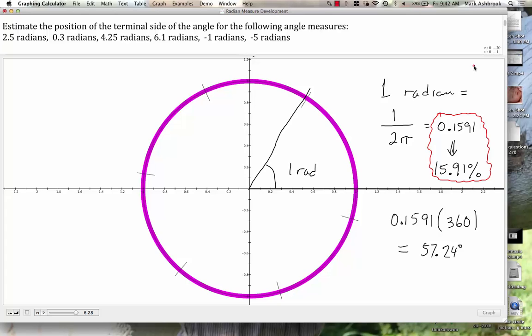Some of you have had formulas you memorized in the past that will get you from radians to degrees or degrees to radians. Those days are over. We're going to focus on fraction of a circle, and then there's nothing to memorize except for what a full rotation is in whatever unit you're using. Okay, so let's do some examples here.